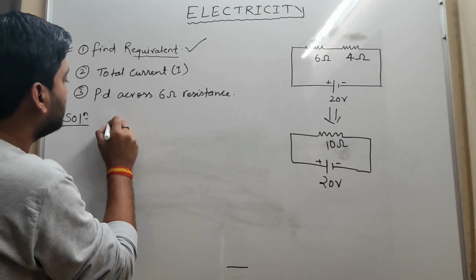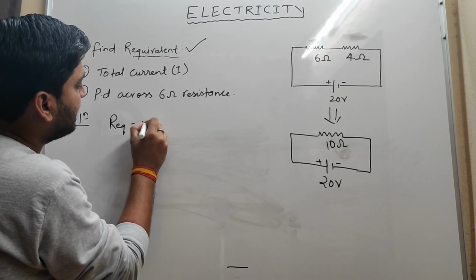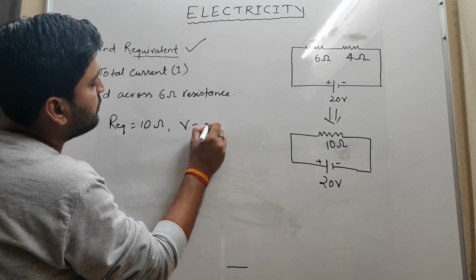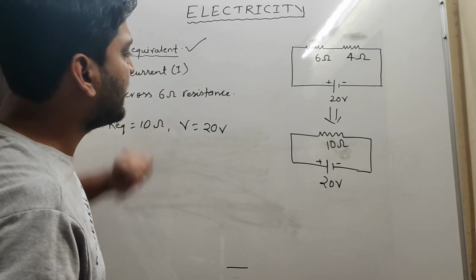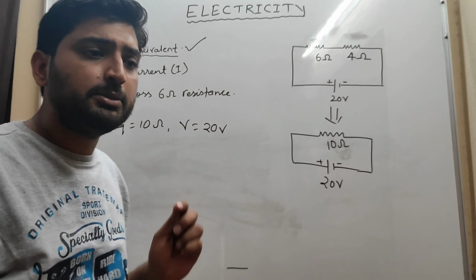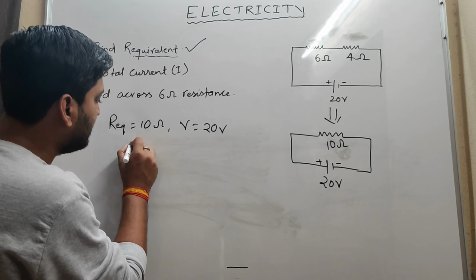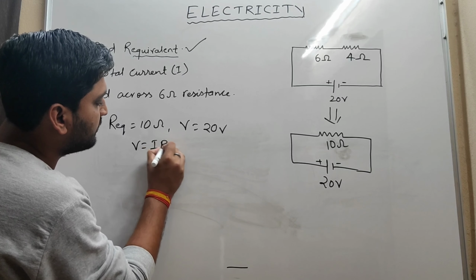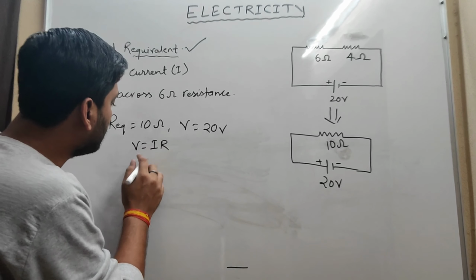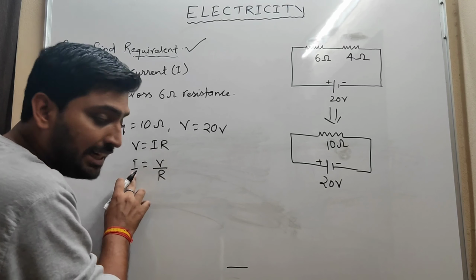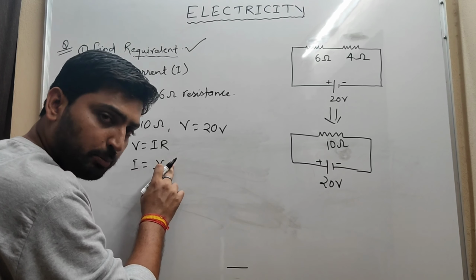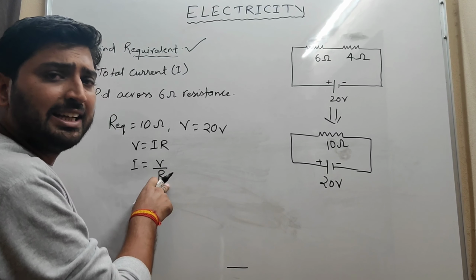So here R equivalent is 10 ohm, V equal to 20 volt, potential difference is 20 volt. So we have to calculate the total current. Total current means, from Ohm's law, V is equal to IR, this is the formula we got from Ohm's law. So from here I is equal to V upon R. What is this I? Total current is equal to total potential difference upon total resistance.